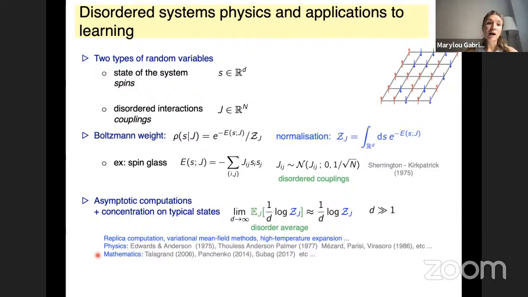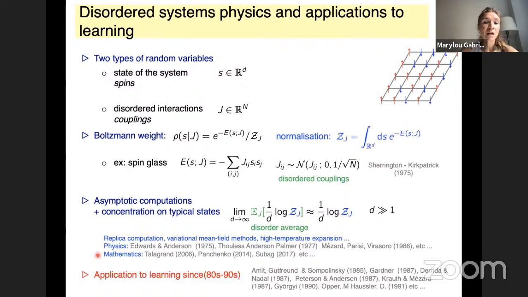So now, how do we use this disordered system physics to study learning problems? As it's been done since the 80s and 90s by many people.